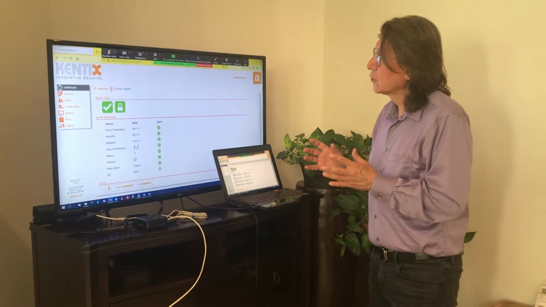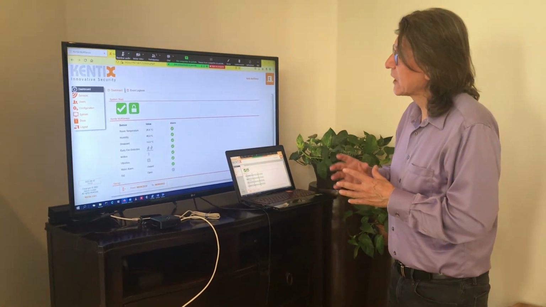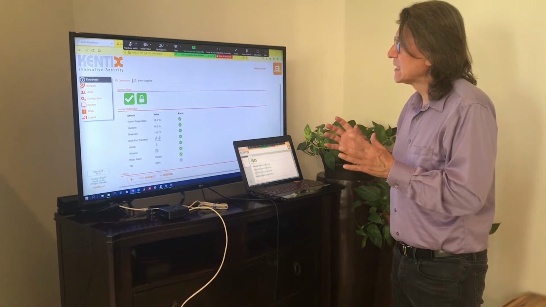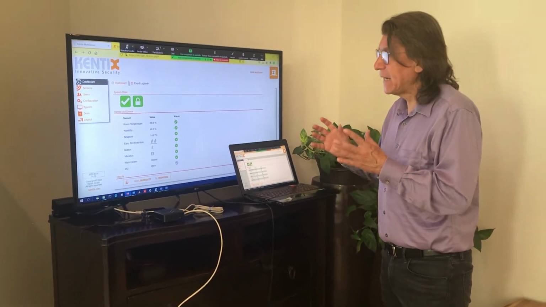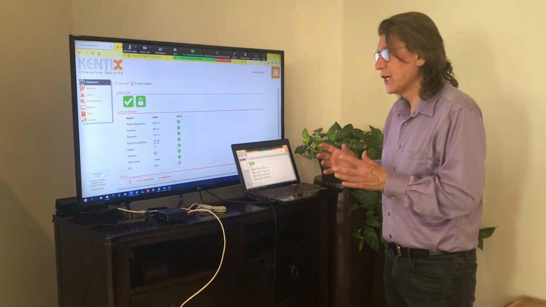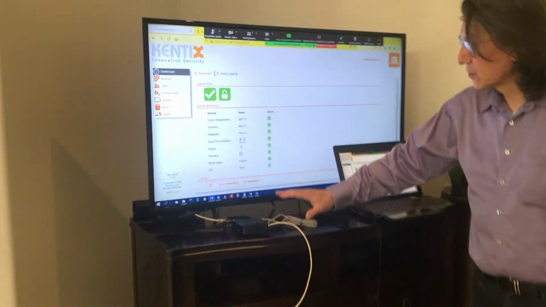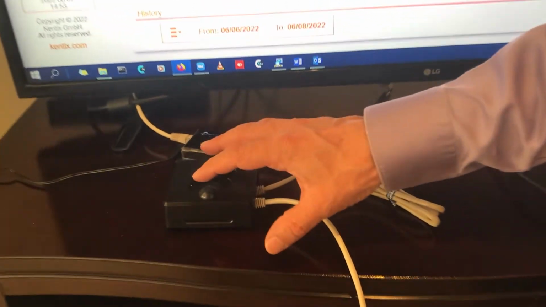Today we are going to present to you the Kentix Multisensor-LAN with power over Ethernet. This Multisensor-LAN allows us to detect many things in our telecommunication room, in our server room. So the multisensor, you can see it here. The multisensor, it is this one.